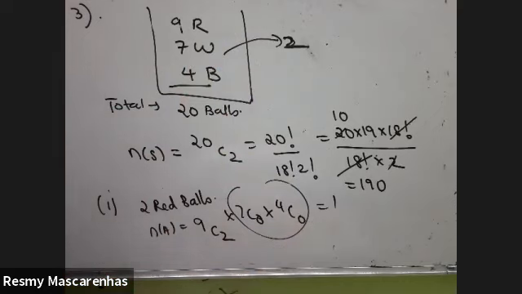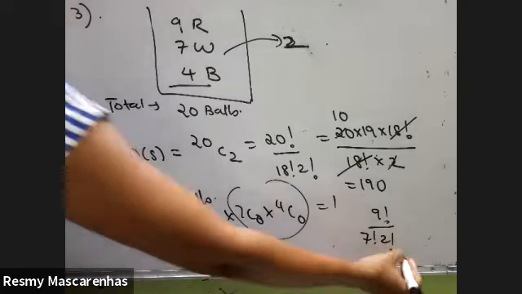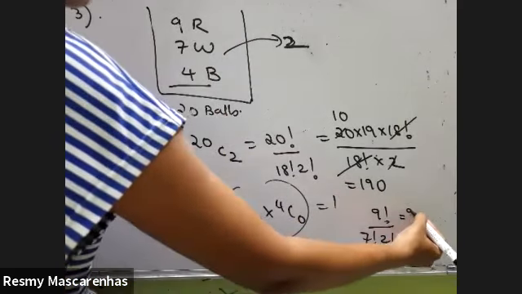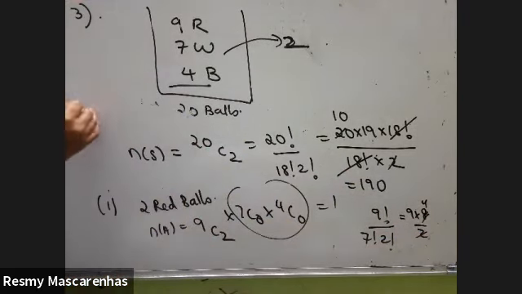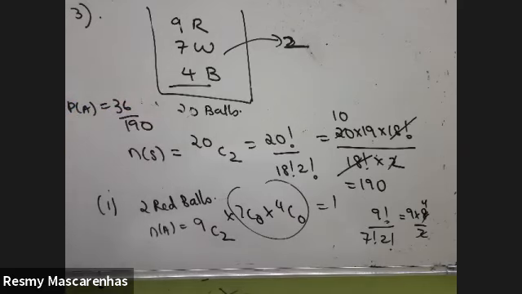9C2 will be how much? 9 factorial upon 7 factorial into 2 factorial. 9 into 8, 36 upon 190. So P of A will be that, and then again cancel and calculate. So this was about the first condition.